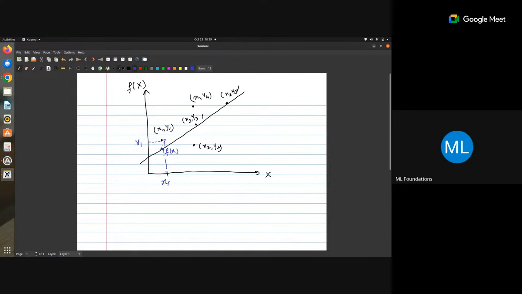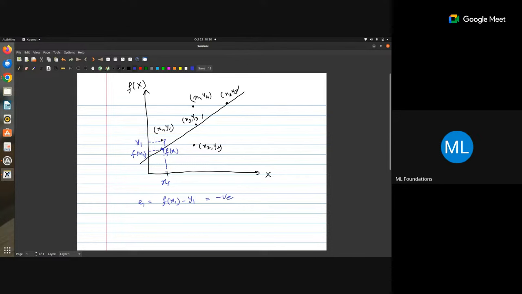So the difference here is a loss, or I can say error. So what is the error here? Let's say e1 is equal to f of x1 minus y1. By looking at this picture itself, can you tell me whether this error is positive or negative? Negative, right? Because y1 is bigger than f of x1. So whatever value I get, this is a negative error or negative loss.